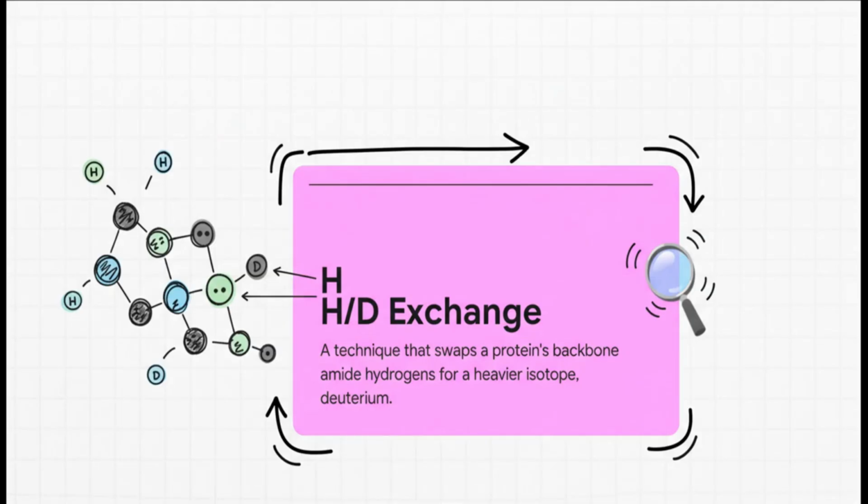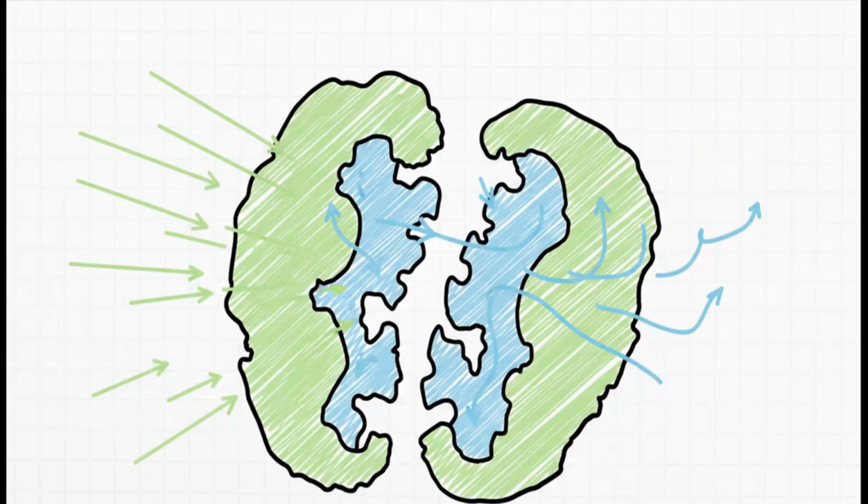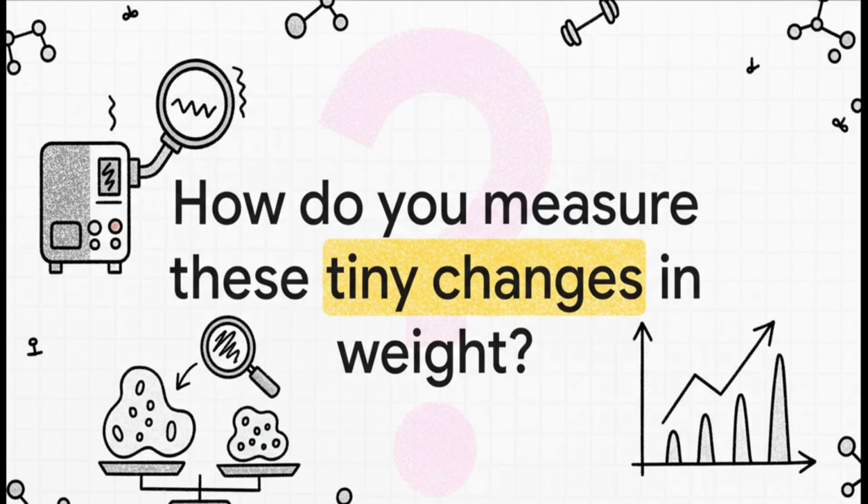We just swap light hydrogen for its heavy cousin, deuterium. Okay, so the exposed parts of the protein swap super fast. The protected bits inside, much slower. And right there, that difference in speed creates a map of the protein's accessible regions. So the protein's been labeled. Now, how in the world do you read that map?